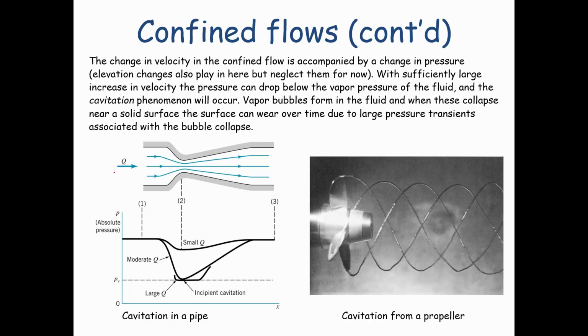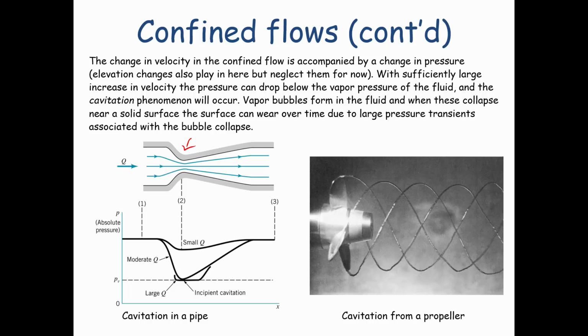Cavitation will occur in a situation that's shown here. We have what looks like a venturi here, in this case in a pipe, where there's a large decrease in cross-sectional area at some point along the pipe. We know that when the cross-sectional area decreases, the velocity goes up, according to the continuity equation. When the velocity goes up, the pressure has to go down.